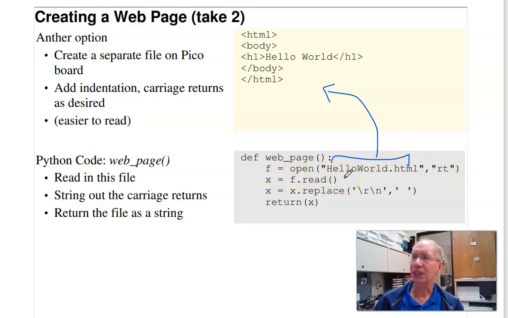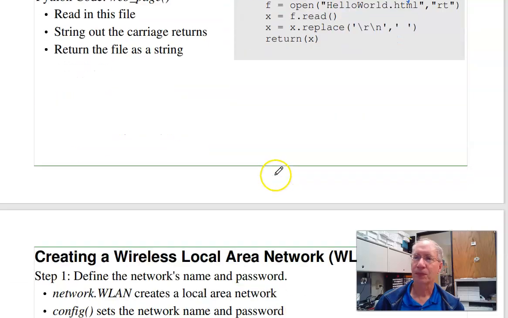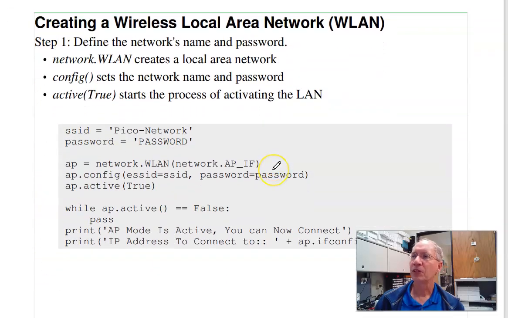This reads in everything, including the carriage return line feed from the beginning to the end. I then want to strip out the carriage return line feeds. I could also strip out the double spaces as well. But here I just replaced all the carriage return line feeds with a space. Then when I'm done, return X as a big long string. So that's kind of one way to create a web page. That's what I'll be doing throughout this lecture and actually the next 4 lectures.